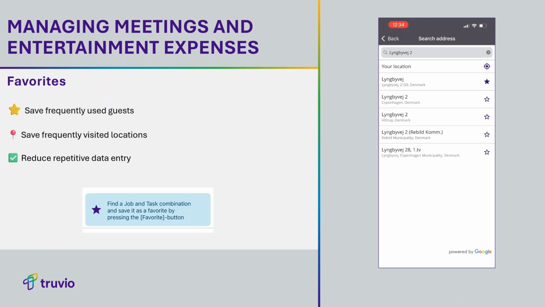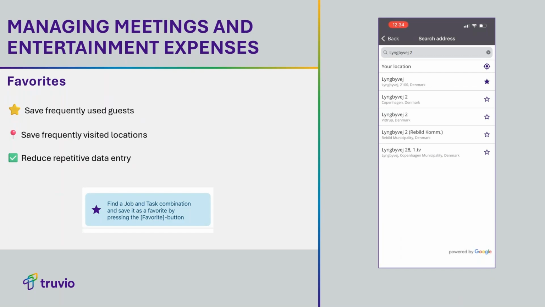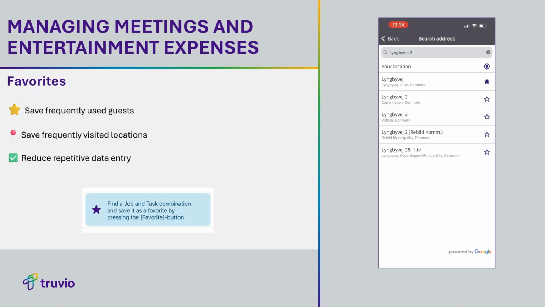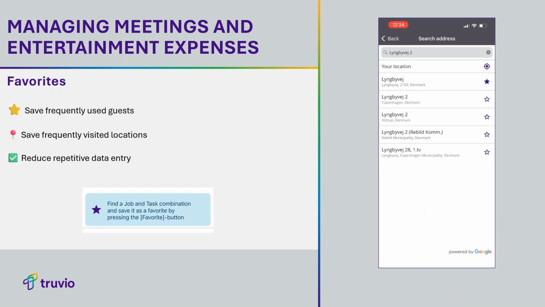So frequently used guests can be saved as favorites, and frequently visited locations can also be saved as favorites. And you can also save other things connected to projects, for example. So the next time when we create an expense or mileage claim, for example, we can simply select them from a saved list instead of searching again for the same address or people. So it's a simple feature, but one that can actually remove a lot of time from adding addresses over and over again.